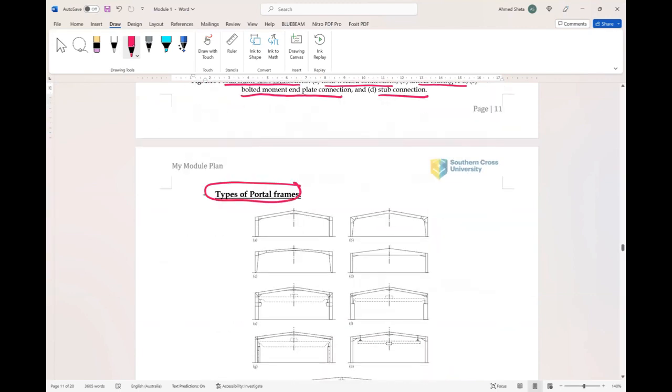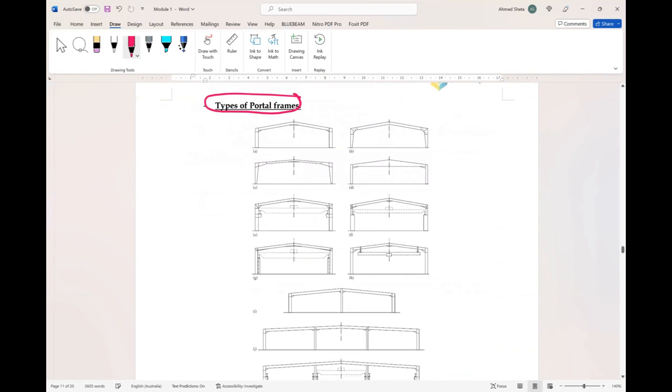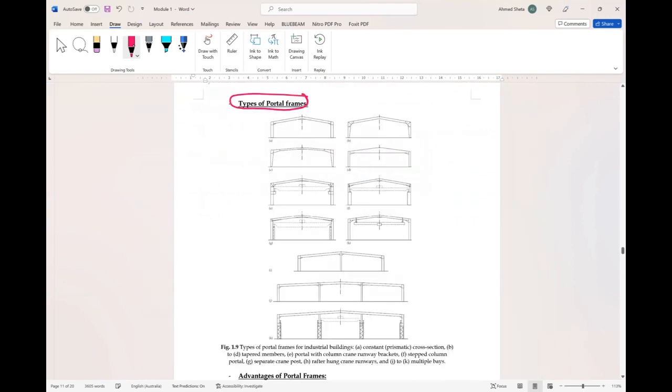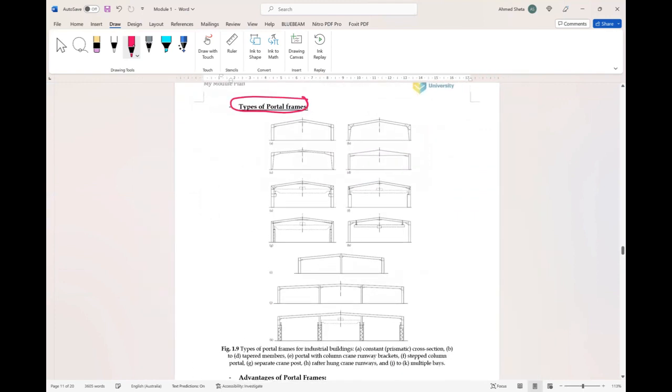And here are some types of portal frames. I have several types of portal frames. Type A is constant cross section. So the cross section of the column and rafter are the same. B to D, stubbed members. So in this one the members are stubbed, so the cross section is changing, not the same.